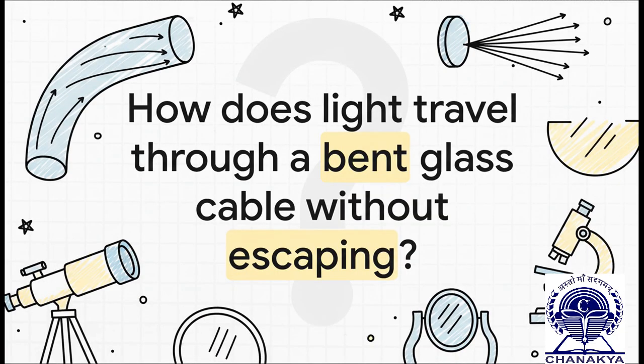But let's kick things off with a little puzzle. We're all taught that light travels in straight lines, right? So how is it even possible that we can send a beam of light through a thin, solid, even curvy piece of glass, a fiber optic cable, without the light just spilling out the sides? It seems like it should. Keep that question in the back of your mind because we are absolutely going to solve that mystery.